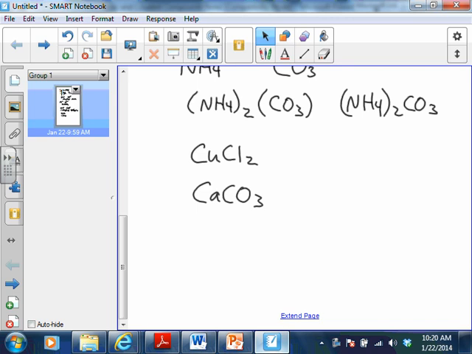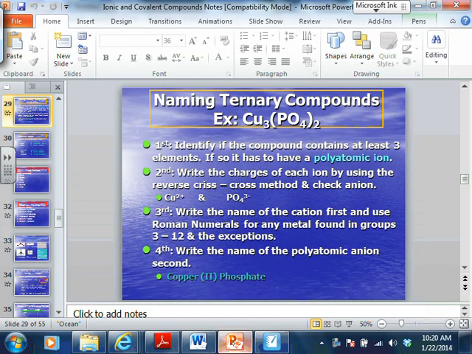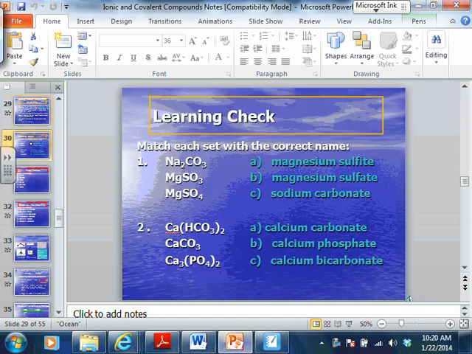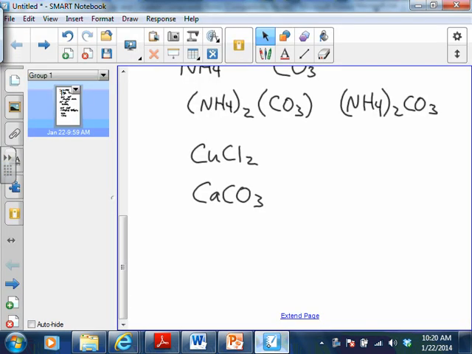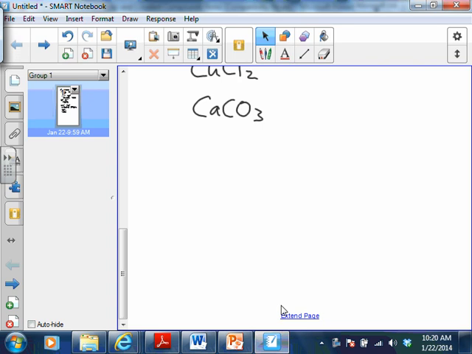All right, so let's try a couple of these. The example that they give you first is copper 2-phosphate. That's not on your sheet. Let's skip right to the examples that you actually have. Na2CO3. It says match each set with the correct name. Let's do the examples up here first. I'm sorry that these don't match better. So NaNO3, that's the first one.